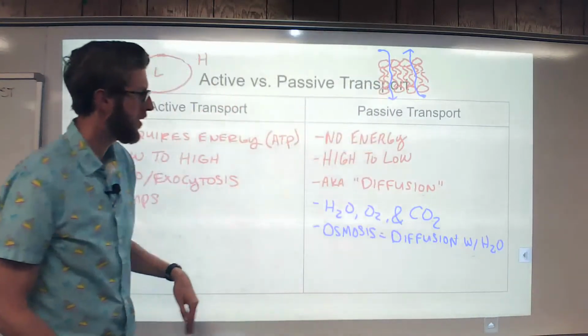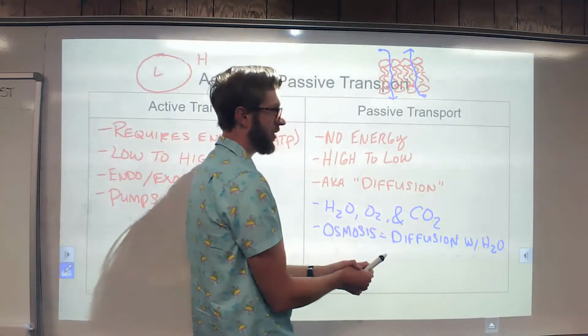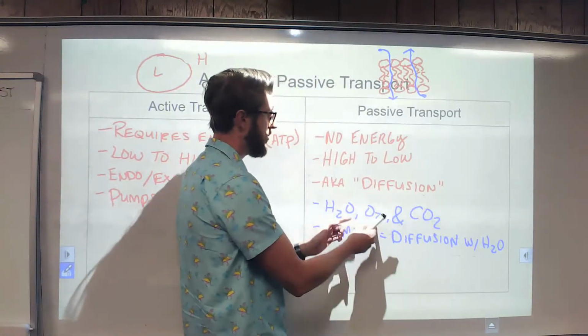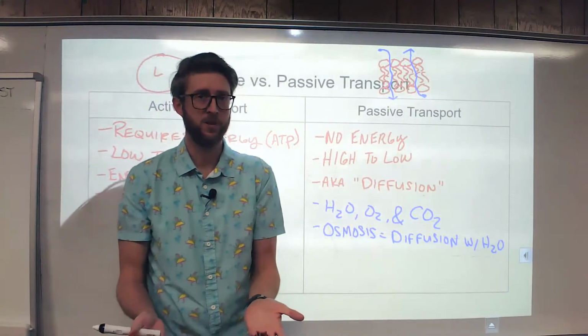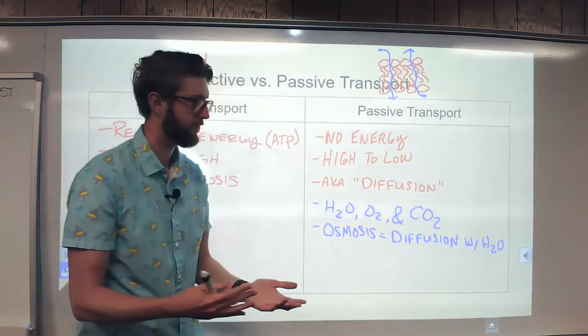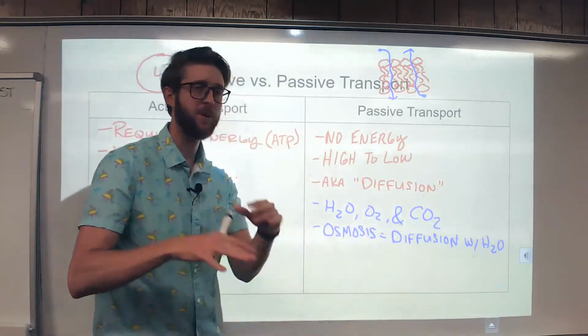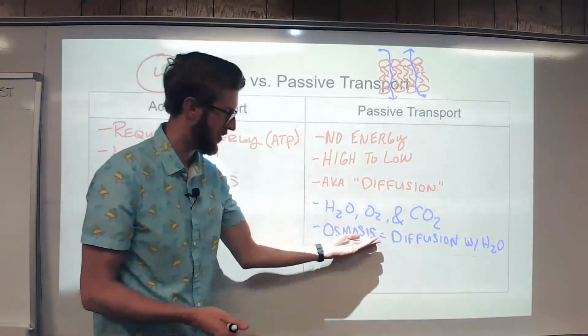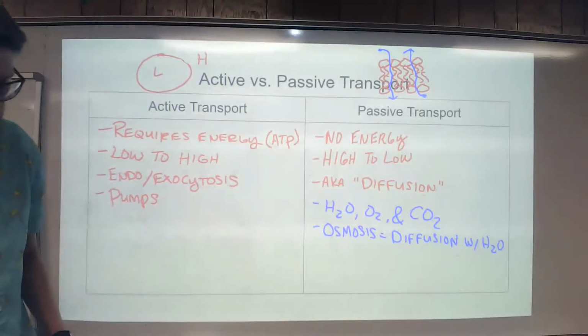Okay, so when it's oxygen and CO2, that's just plain old diffusion, okay? But when it's diffusion with water, we call it osmosis. We could just call it diffusion with water, but because it's so common and plays such a big role, you give it its own special name and we call it osmosis, okay? And we're going to talk more about that in just a second.